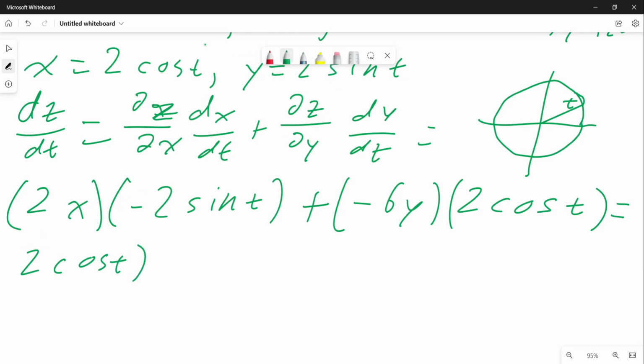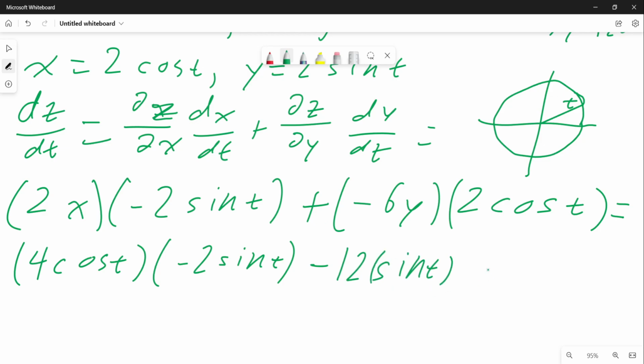No, wait, hold on. Let's check that again. X is 2 cosine, so this should actually be 4 cosine of t, because 2 times 2. Negative 2 sine t, minus 6 times 2 sine t, so that's 12 sine of t, times 2 cosine of t. So together, this ends up as negative 8, negative 24, so negative 32 sine of t cosine of t.